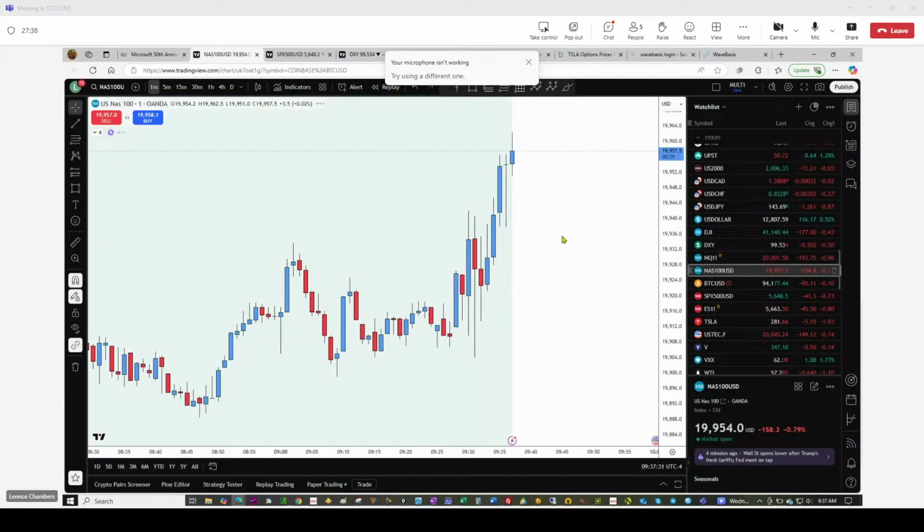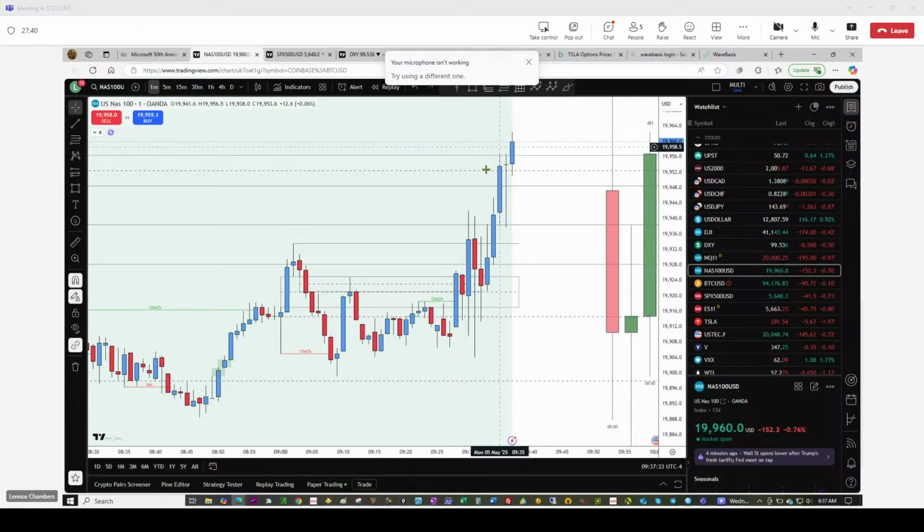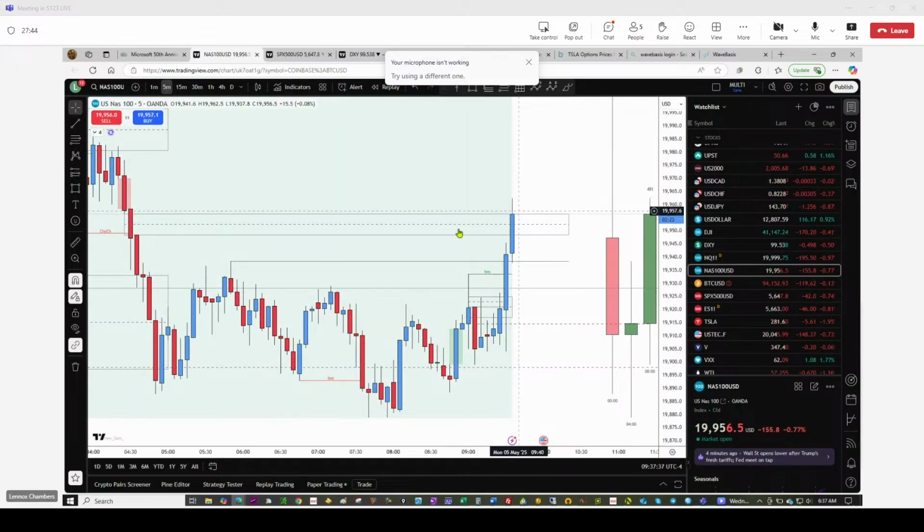Let's see, NAS is still, the gap is still holding, but somewhat tepid though. Here, there's another gap right above it. We're touching into that as well.